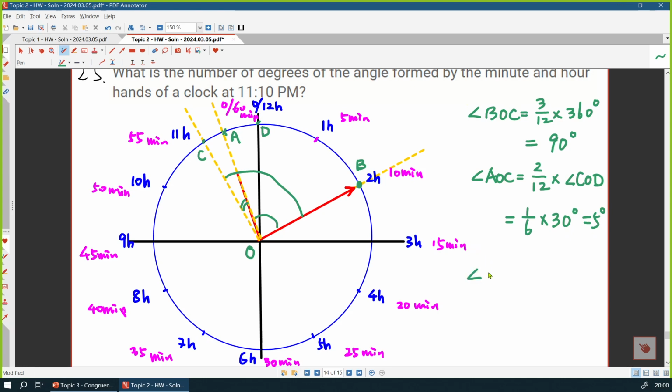Then we know angle AOB, which is the angle you're looking for, is angle BOC minus angle AOC, right? Which equals 90 degrees minus 5 degrees, which is exactly 85 degrees. So not 90 degrees, but 85 degrees. Can you see that?